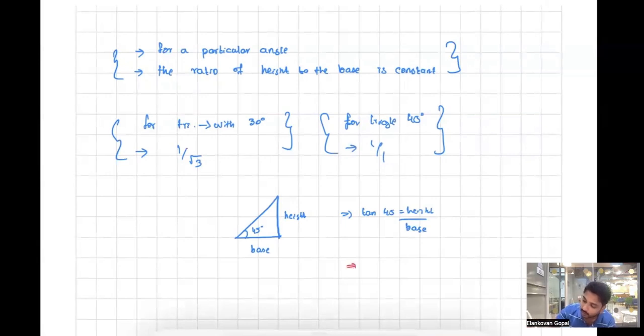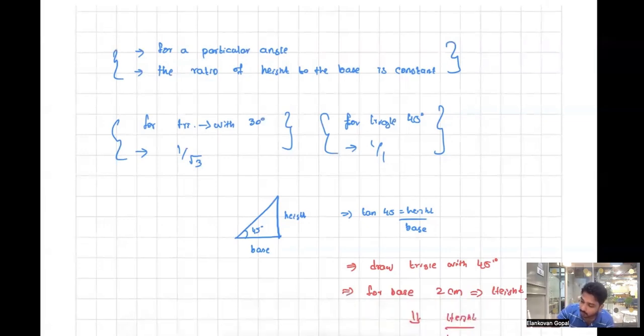Here I'm going to give you an activity to work out. Draw a triangle with 45 degrees. You can make it a ray in a single line itself. For a base of 2 centimeters, figure out the height. Measure the height, and now take the height to base and see what ratio it comes up with. Is this activity clear?